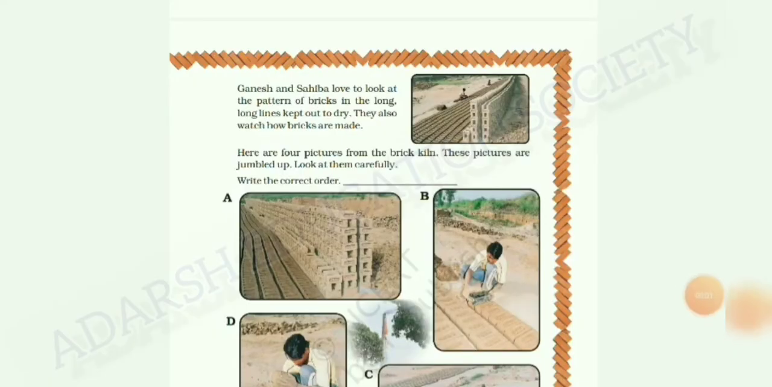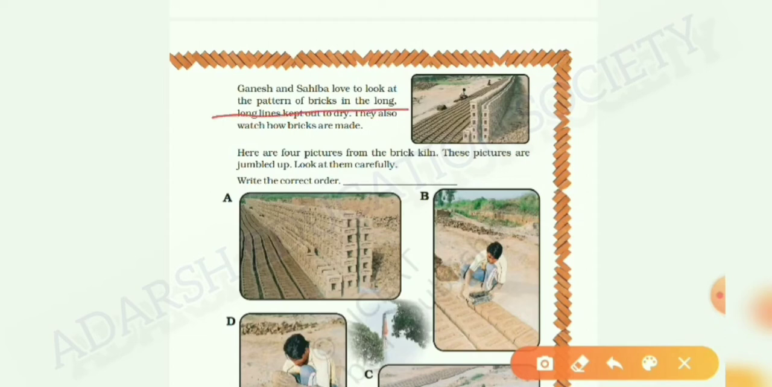Now look at your textbook, page number 11. Let's start reading. Ganesh and Sahiba love to look at the pattern of bricks in the long lines kept out to dry. They also watch how bricks are made. Here Ganesh and Sahiba, both friends, like to see the patterns of bricks in long lines.